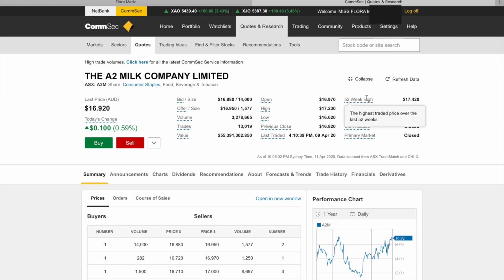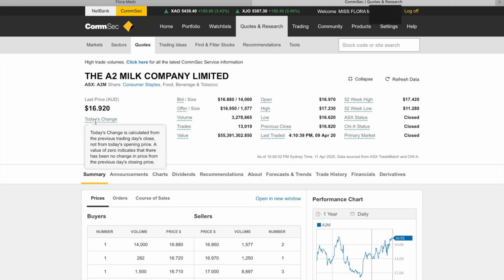But anyway, the 52-week high. For the last 52 weeks, the highest that it has hit is $17.42, and the lowest it has hit is $11.28. This is quite good if you want to put a limit order, because remember, a limit order is when you specify a price you want to buy or sell the stock for. Let's say you want to sell, and you say, I'm not going to sell at $16.92, I want to sell a little bit higher than that. Maybe it might go back to $17.42.